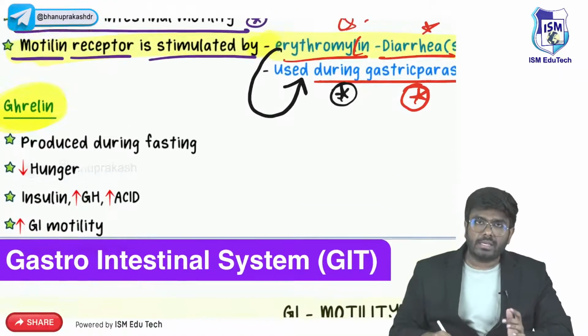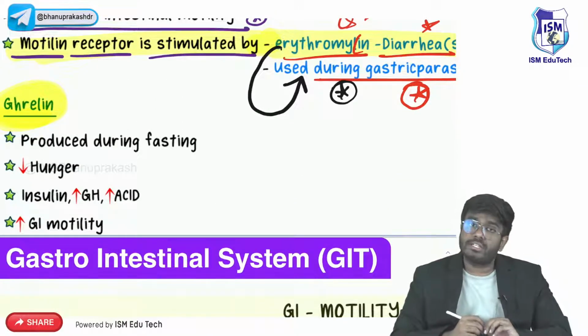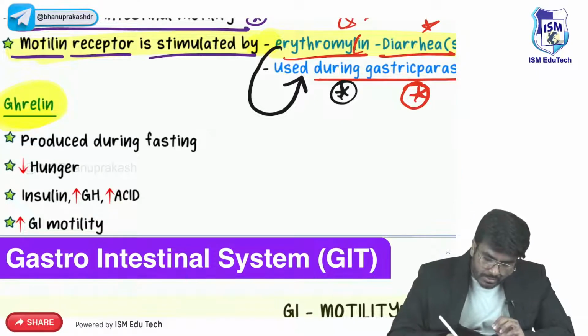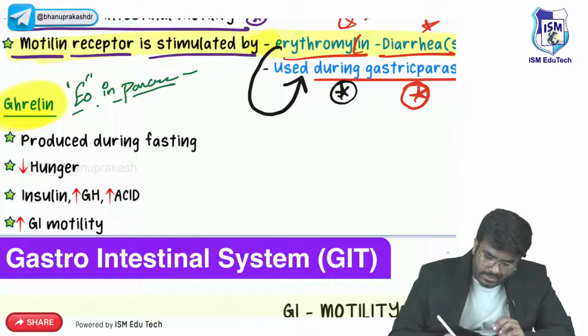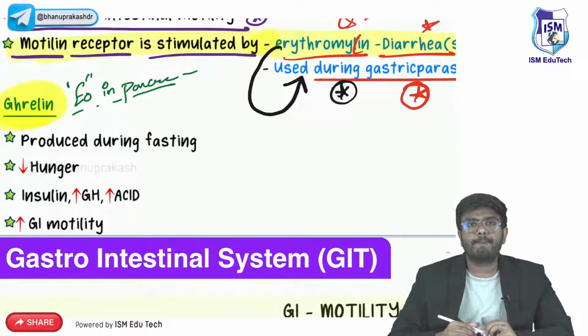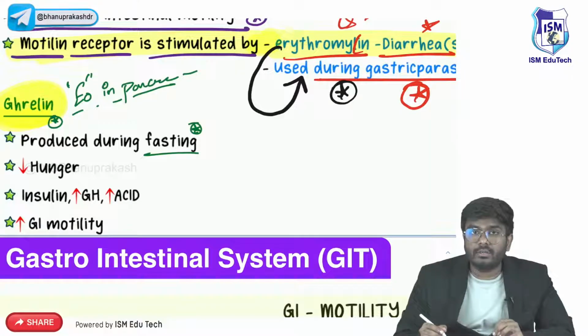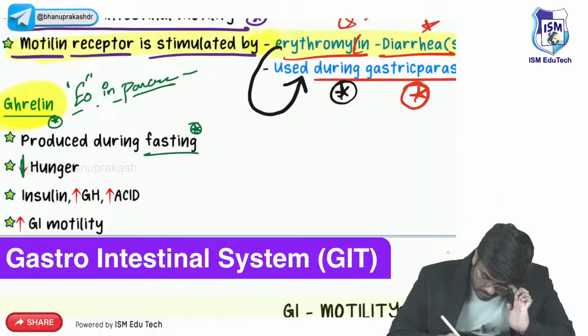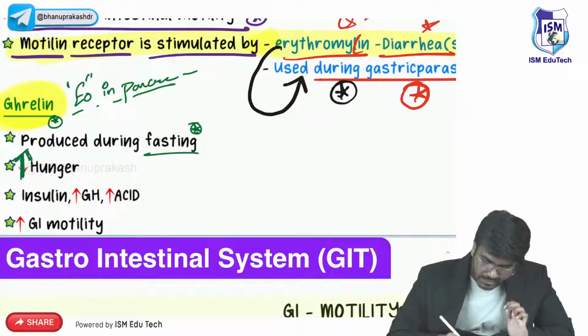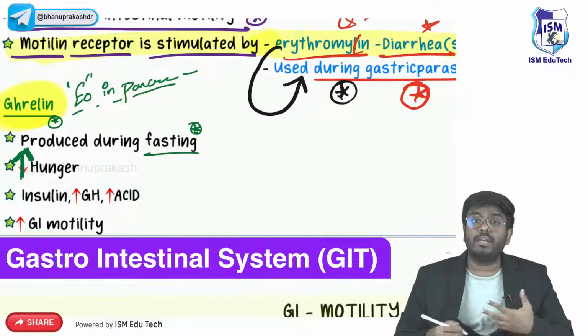Ghrelin I also discussed in yesterday's class in endocrinology. Ghrelin is produced by epsilon cells in the pancreas. During fasting, ghrelin is produced. What will this ghrelin do? Ghrelin increases the hunger, the feeling of hunger.